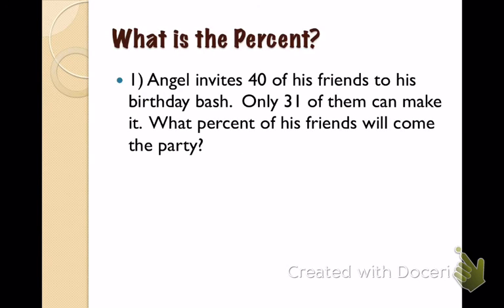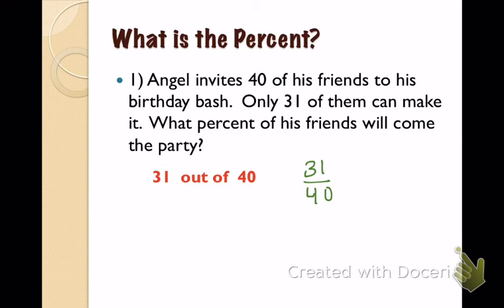All right, so let's go ahead and look at a few of these examples. Angel invites 40 of his friends to his birthday bash. Only 31 of them can make it. What percent of his friends can make it? So we have 31 people who can make it out of 40. So we're just going to take this and convert it into a fraction, which just becomes 31 over 40.